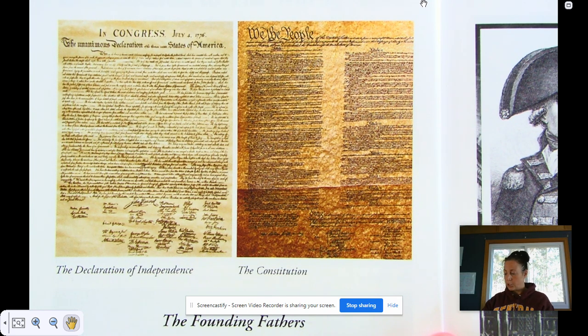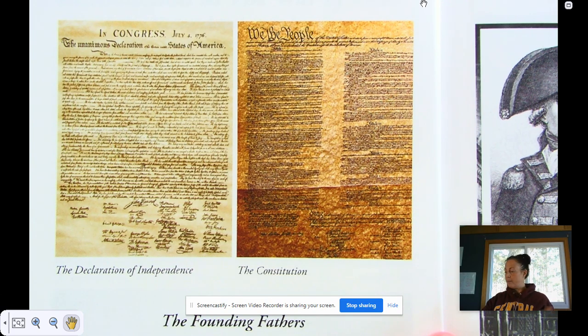So you see the Declaration of Independence, that's on this side right here, kind of a light colored document. And that was signed on July 4th of 1776. And it was when the United States declared their independence from Great Britain. The signing of the Declaration of Independence is celebrated on the 4th of July in our country. And it lists the natural rights that the founding fathers believed that all people should have.